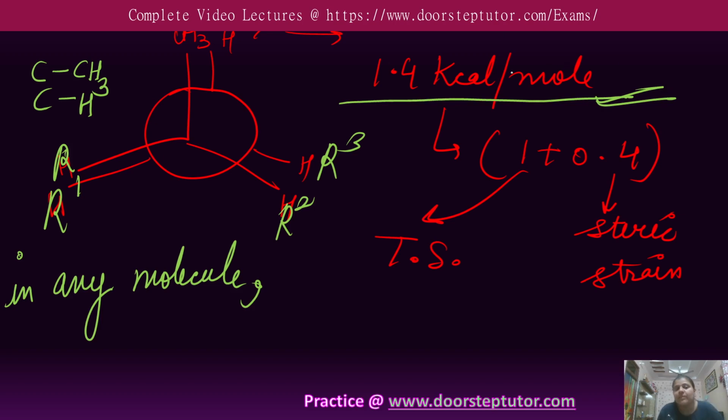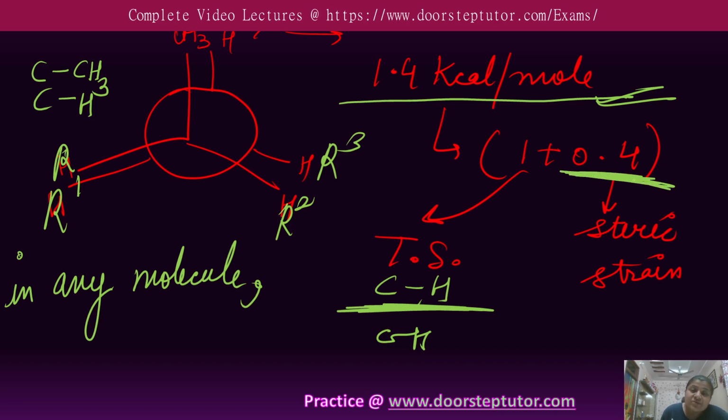Why am I saying this? Because there is a 1,4 torsional strain between C and H. I have already told you that if two C-H bonds are eclipsed, the value of the torsional strain is around 1 kcal per mole. So why is there 0.4 extra strain? Because of the steric strain. Why? Because CH3 is a bulky group, and due to the presence of the bulky group, the value increases.